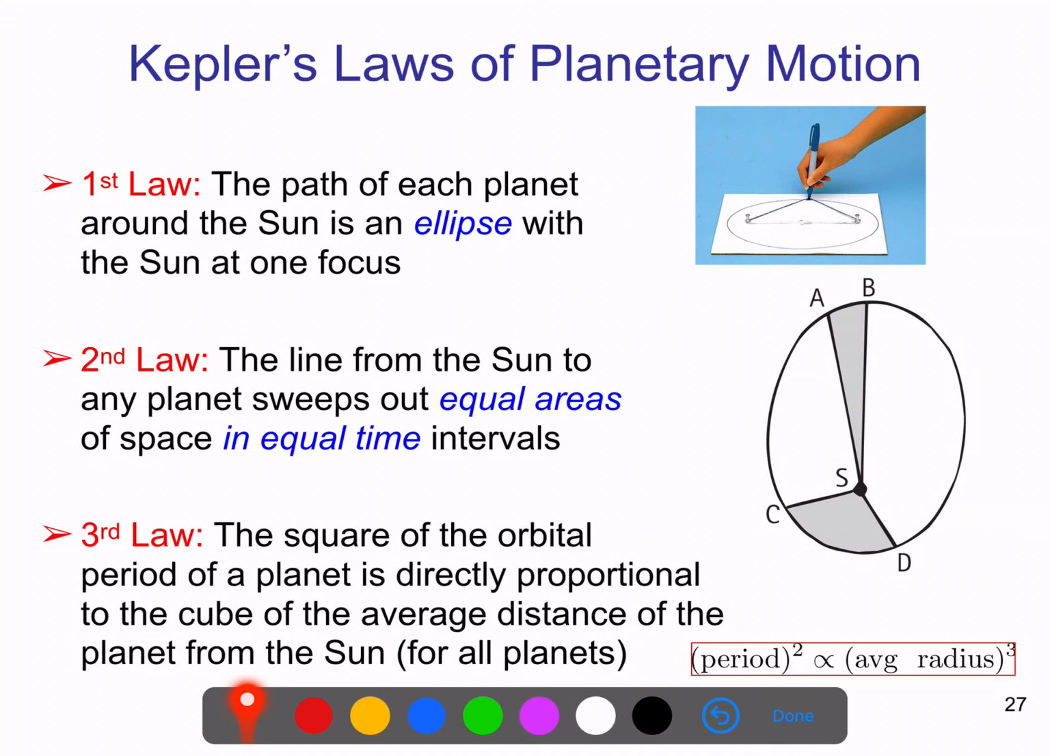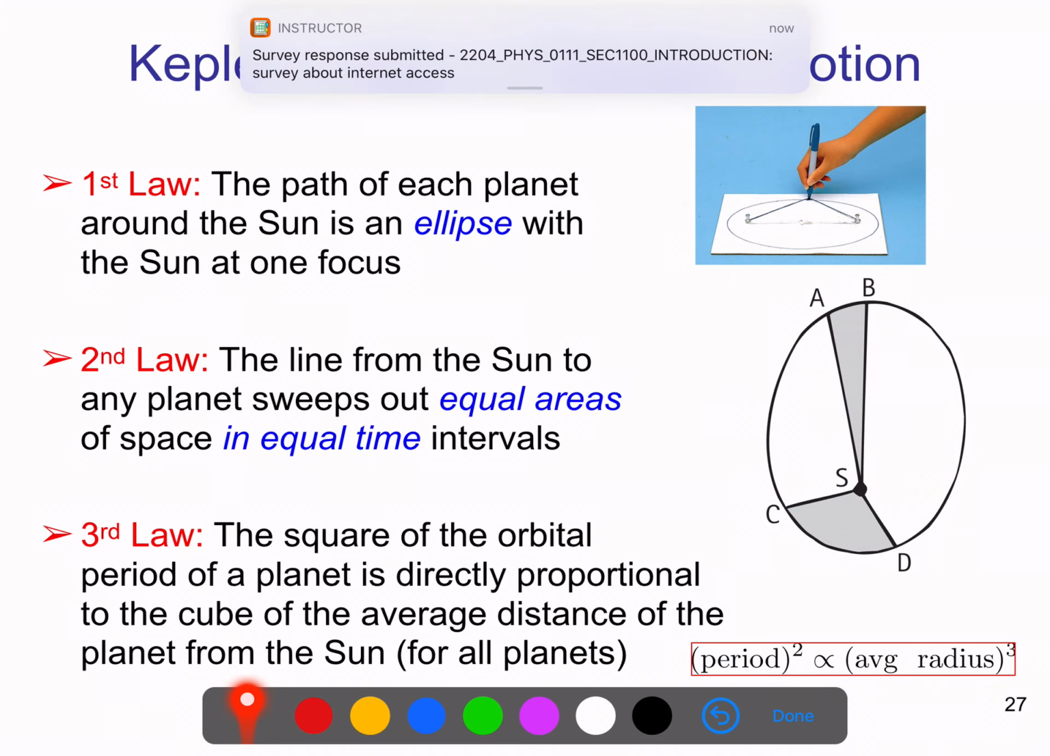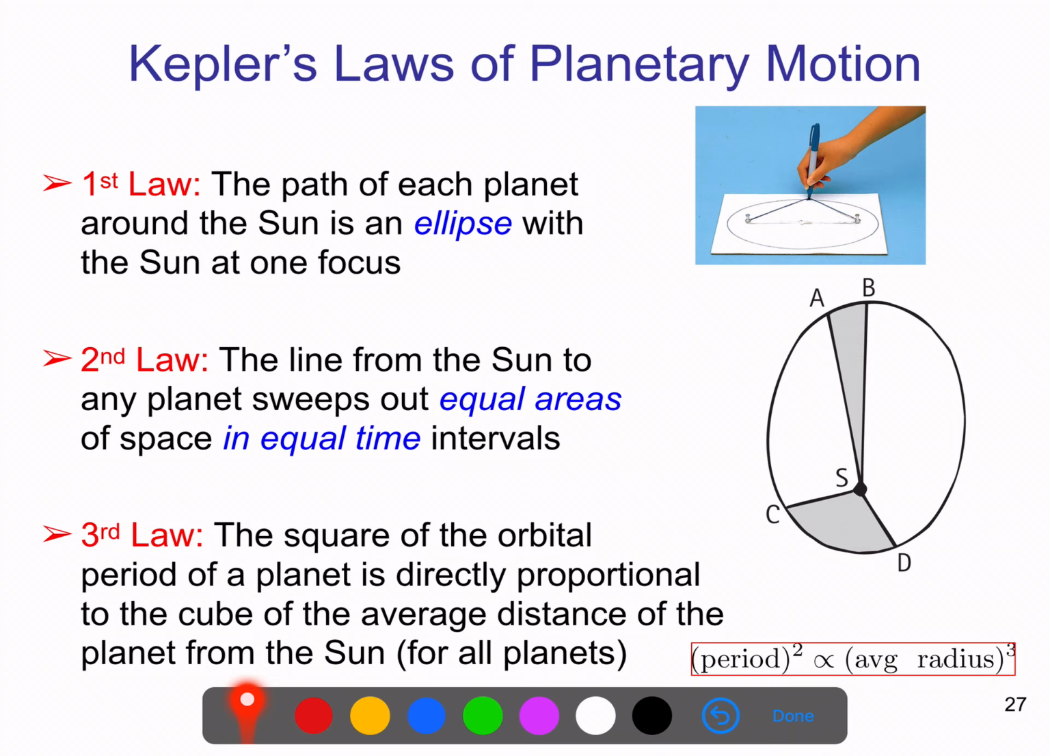The first thing that Kepler was able to deduce is that rather than orbiting in perfect circles, the planets actually orbit in an oval shape, which we call an ellipse, just like these elliptical satellites that we've just been discussing. Now, the Sun is located effectively at one of the 2 foci of this ellipse.